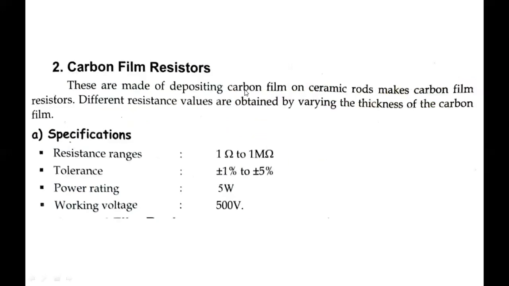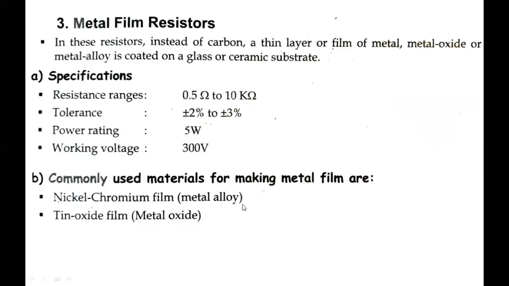Carbon film resistors. These are made by depositing carbon film on ceramic rods. Different resistance values are obtained by varying thickness of the carbon film. Resistance range is 1 ohm to 1 megaohm. Tolerance is plus or minus 1% to plus or minus 5%. Working voltage 500 volts.